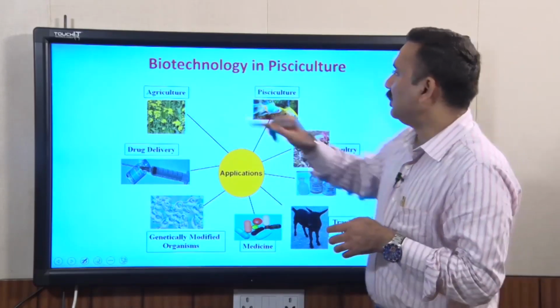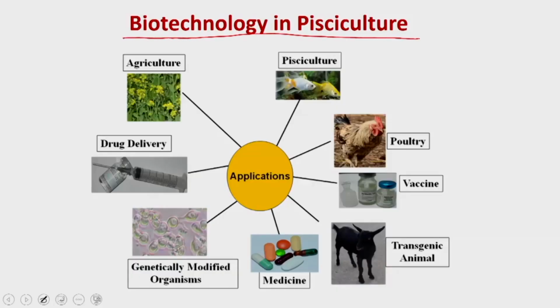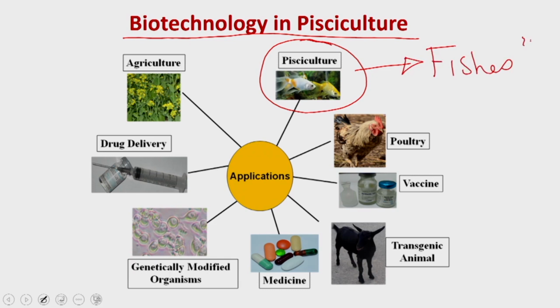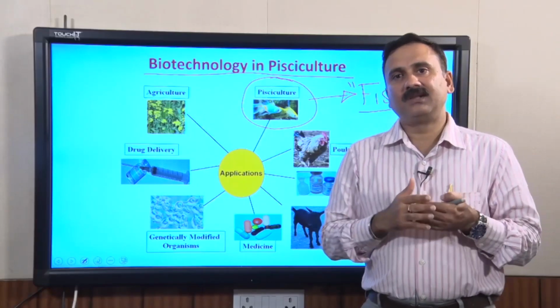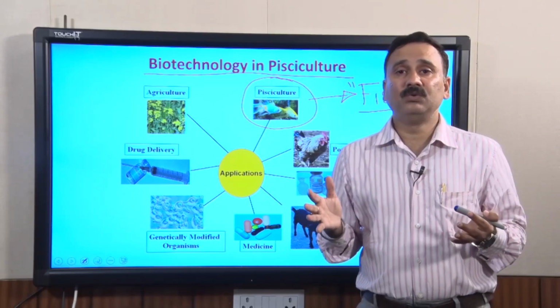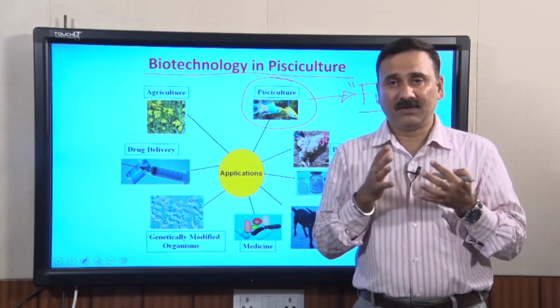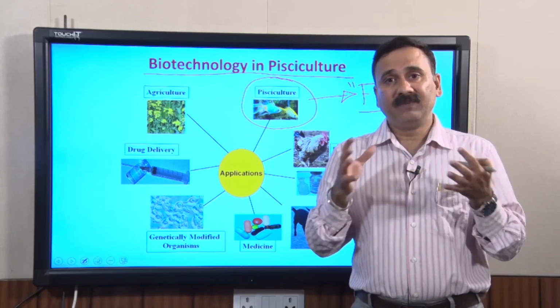So, biotechnology has a lot of applications. One of the classical applications is pisciculture. Pisciculture means the production of fishes, and with the help of genetic engineering as well as advances in the technology to know the requirements of the fishes, biotechnology has significantly contributed to pisciculture, or fish culture.